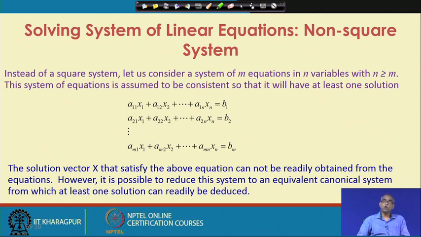What about a non-square system, where you have m equations in n variables and n is greater than m? So, instead of a square system, let us consider a system of m equations in n variables with, let us say, n greater than m. This system of equations is assumed to be consistent, so that it will have at least one solution.